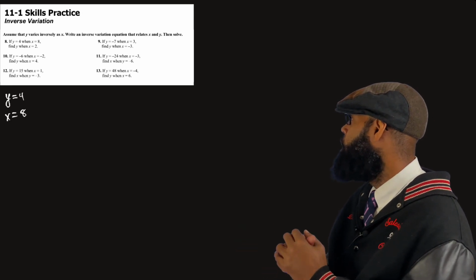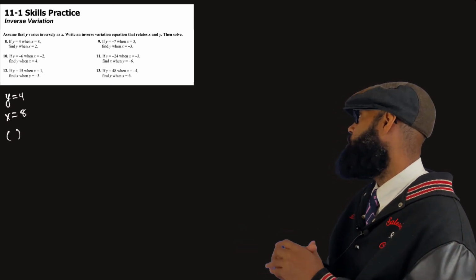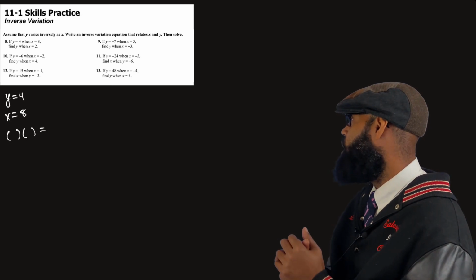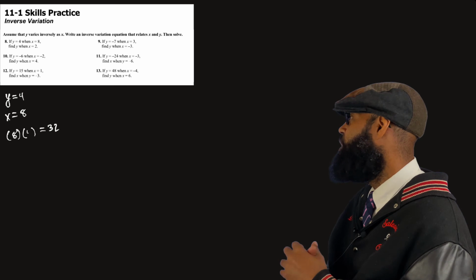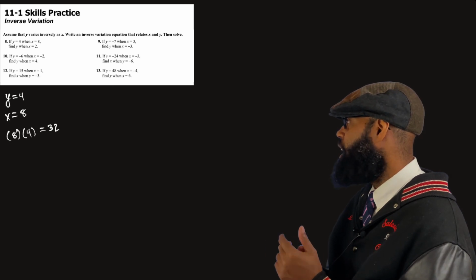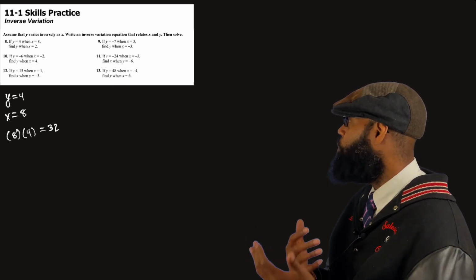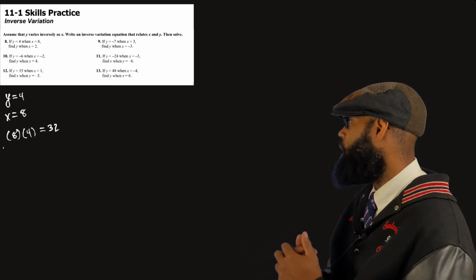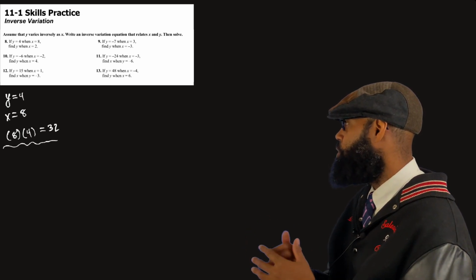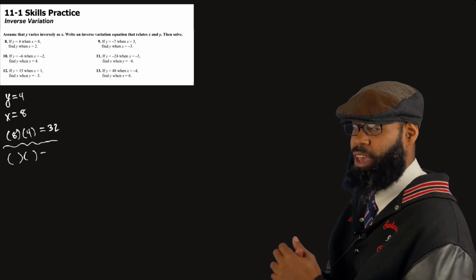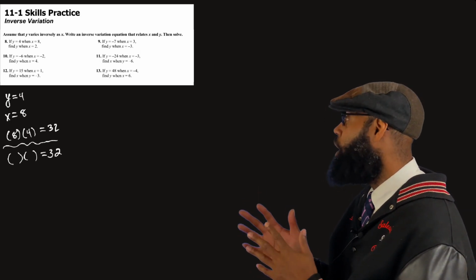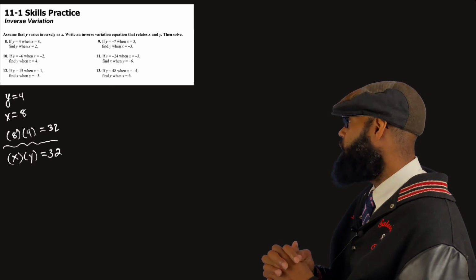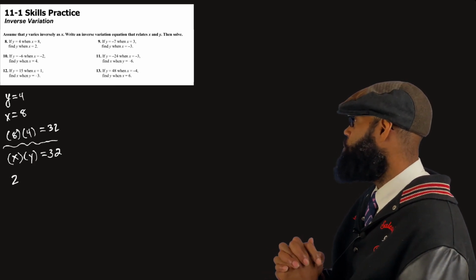Write an inverse variation equation that relates x and y, then solve. Okay, you mean what we were just doing? So again, 8 times 4 is 32. So if y is equal to 4 and x is equal to 8, then 8 times 4 is equal to 32. Yeah, got it. That's not an equation. Let's write an equation: x times y is equal to 32.